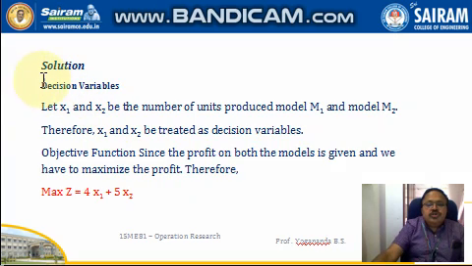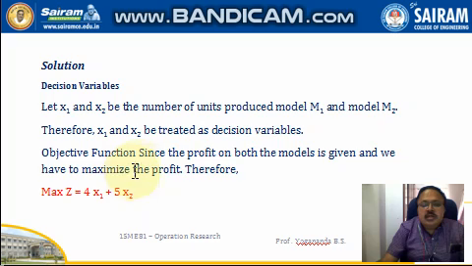Now the solution will go like this. The decision variables here will be x1 and x2, which are the number of units produced of model M1 and model M2. Therefore, x1 and x2 are the decision variables. Now the objective function. Since the profit is made on both the models, and we have to maximize the profit using these two models M1 and M2, the objective function is maximizing Z.